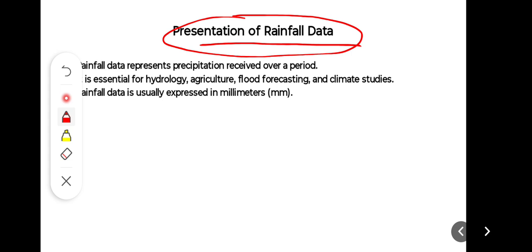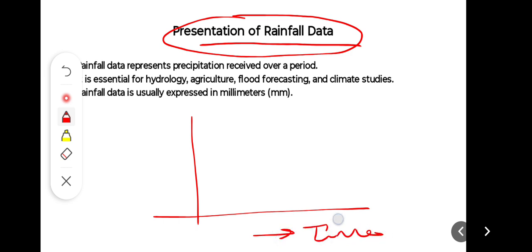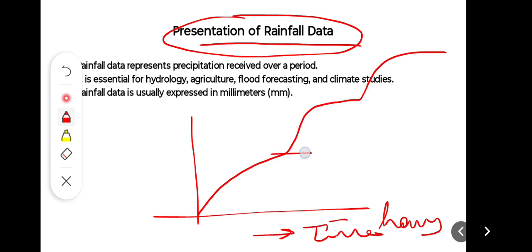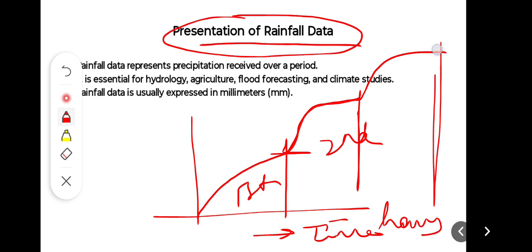In recording gauge, there are weighing bucket type and tipping bucket type. So they have an attached logbook. Okay, they have an attached logbook. They create a mass table here, with time in hours or days, and here the first rainfall takes place. Okay, then the second rainfall takes place, then the third rainfall takes place. So till here this is first rainfall, from here to here this is second rainfall, from here to here this is third rainfall.